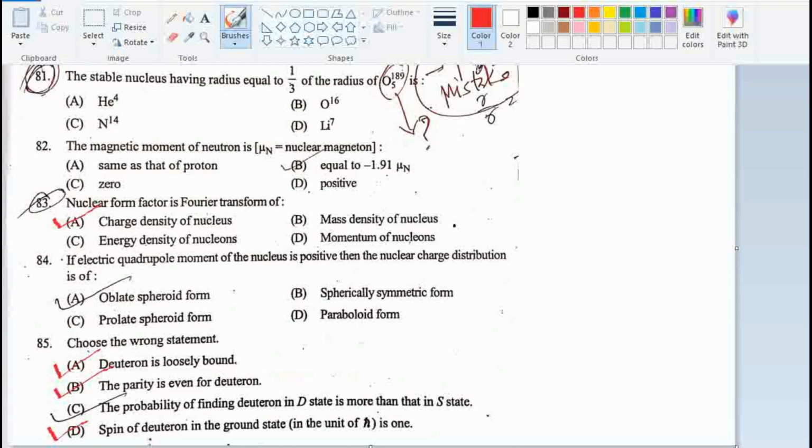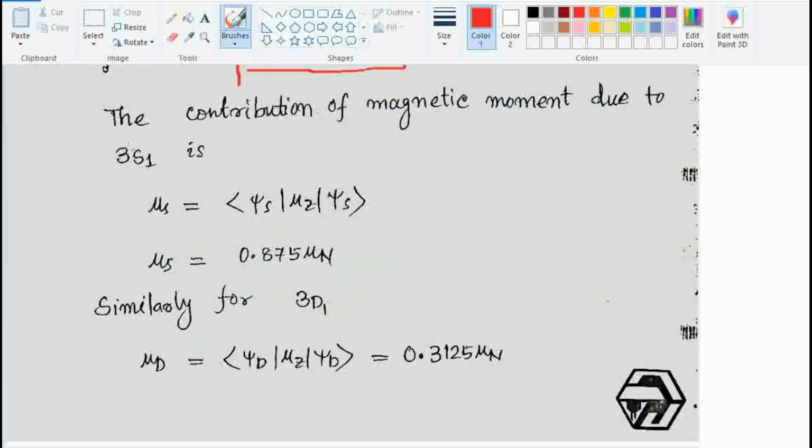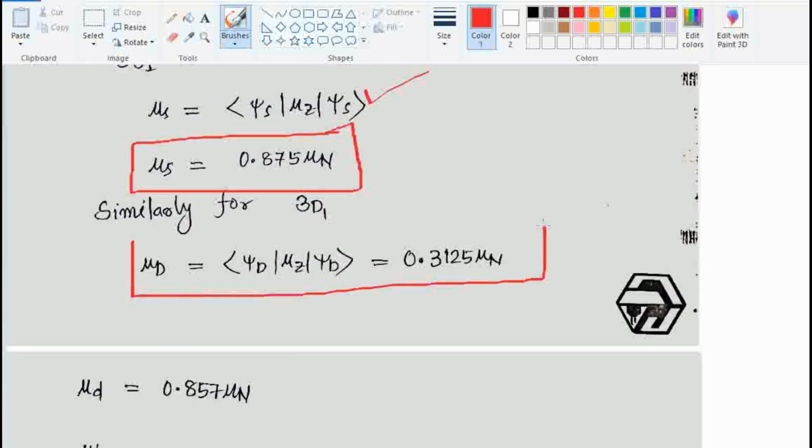Now why am I telling this? If you want to find it, then you have to do the derivation. Now we know that the ground state of the deuteron is a mixture of both 3S1 and 3D1. You know that this is the ground state combination. Now if you apply quantum mechanics to find the magnetic moment of this 3S1, then you will get this. This is the value of the magnetic moment for the 3S1 state. For 3D1 this is the magnetic moment. These values we are getting from calculation, theoretical calculation with the help of quantum mechanics.